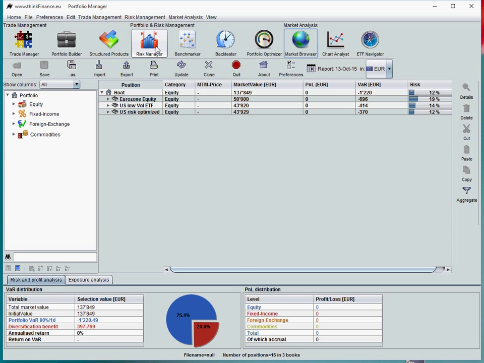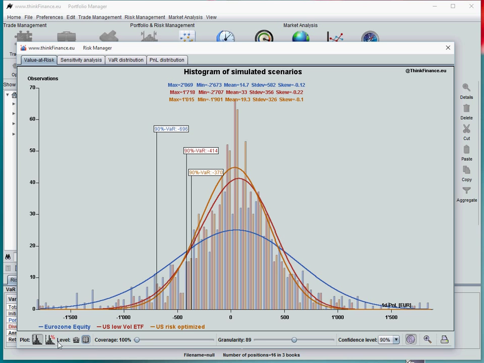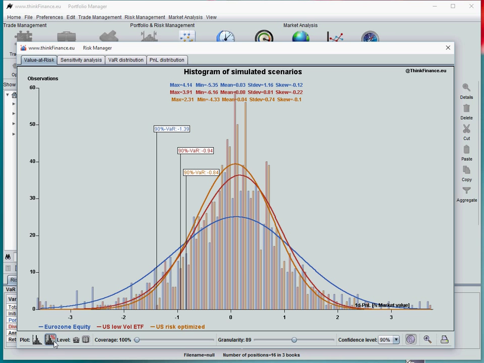So let's compare the risk profile of these 3 books in the Risk Manager. This is again the joint valued risk distribution. Again, let's look at the valued risk distribution book by book in percent of market value. And I see in fact the US risk optimized is slightly more conservative, so has a slightly lower valued risk than the US low vol ETF. That's already good. The question is, can I do even better?